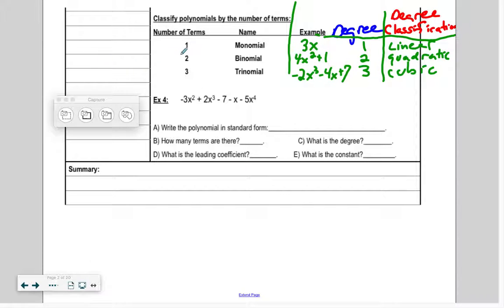Okay, welcome back. Thanks for writing that down. If you didn't, seriously pause it. Go back and rewrite that down.